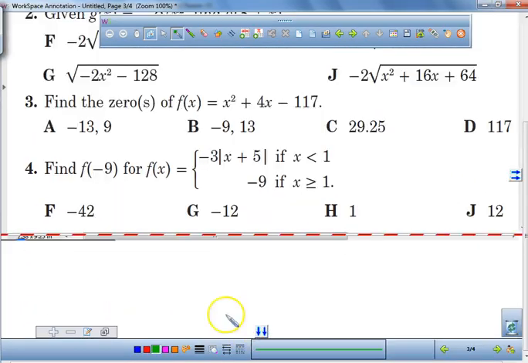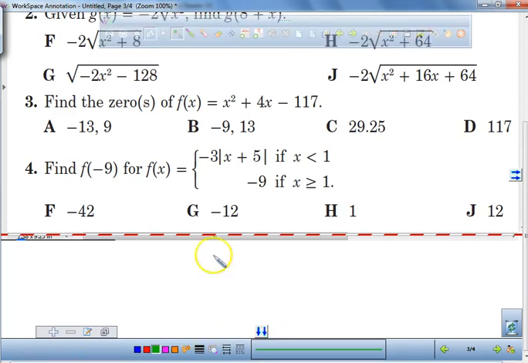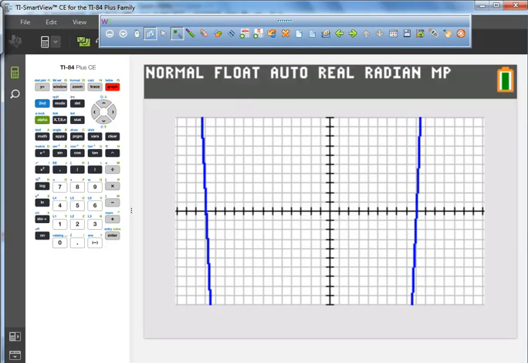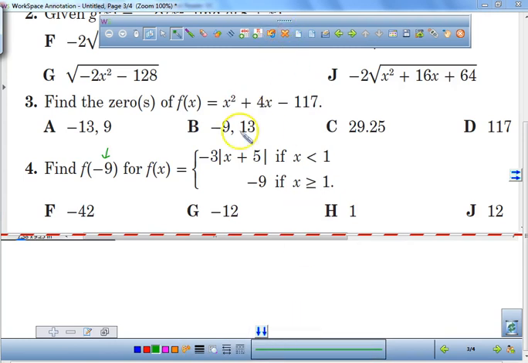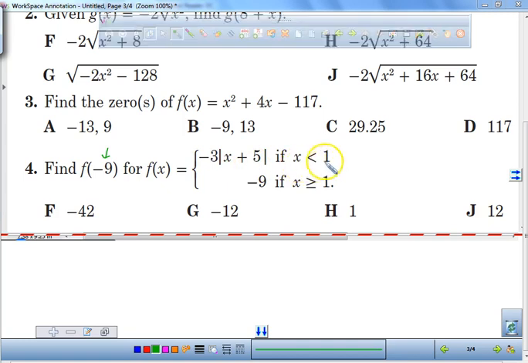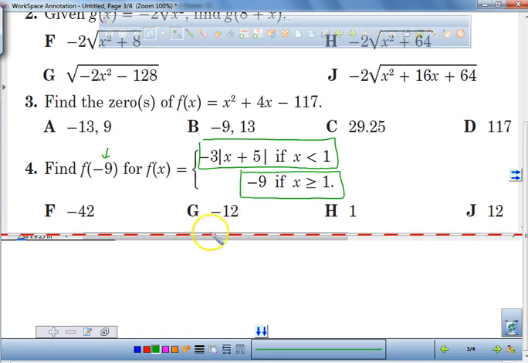All right, let's look at problem number 4. Right now, what are we plugging in, everybody? We're plugging in a negative 9. Now, where does the negative 9 go? It says, if x is less than 1, use this equation. If x is greater than or equal to 1, use that. Which one are we going to use, the top or the bottom? If it's a negative 9 we plug in, we're going to use this one, because negative 9 is less than 1.